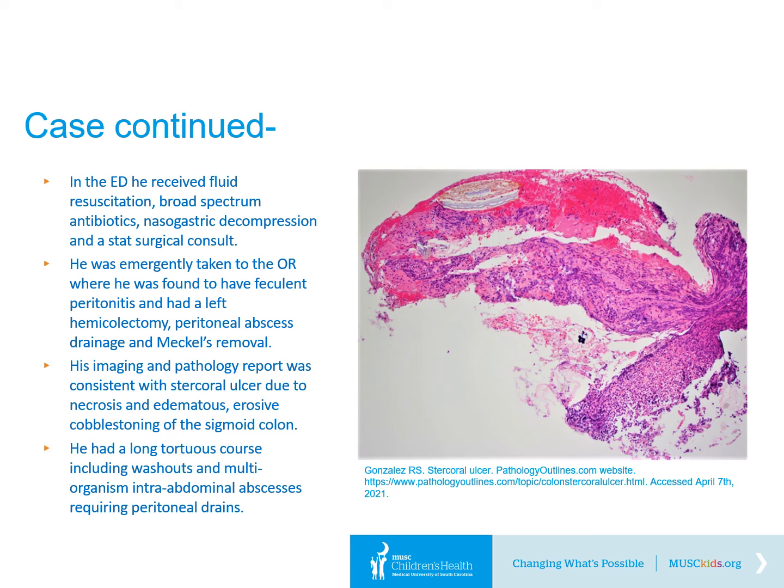His imaging and pathology report was consistent with a stercoral ulcer due to necrosis, and he had edematous erosive cobblestoning of the sigmoid colon. The pathology seen on the right demonstrates the colonic mucosa with ulceration, and you can see the embedded fecal material on the upper left-hand side. Our patient had a long, torturous course, including multiple washouts in the OR, and he also had multi-organism intra-abdominal abscesses that required peritoneal drains.